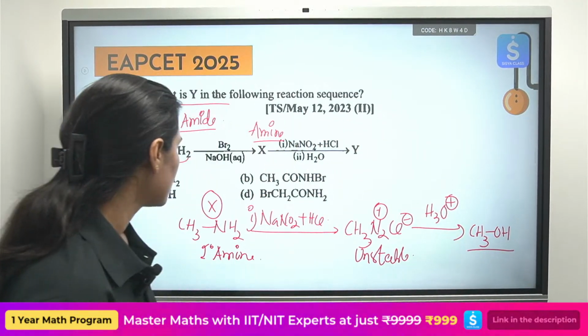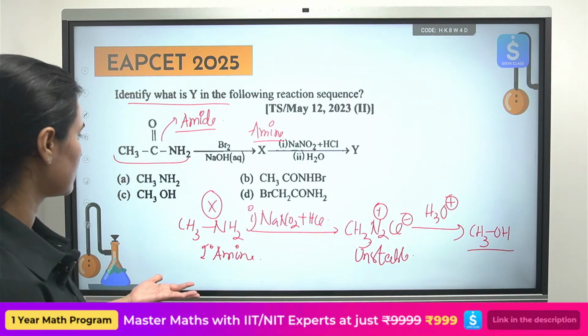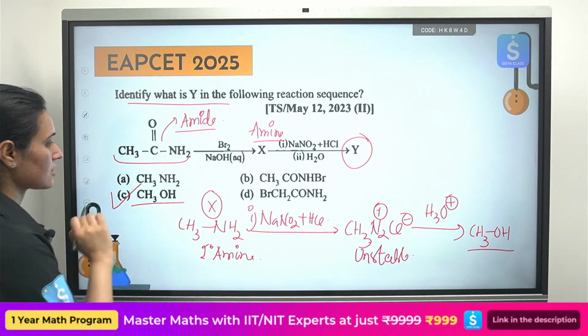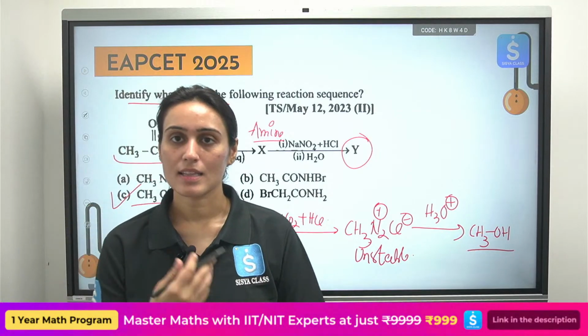Methanol. Okay. See which one. They are asking us about Y. CH3OH is your correct answer. That is how you can solve it.